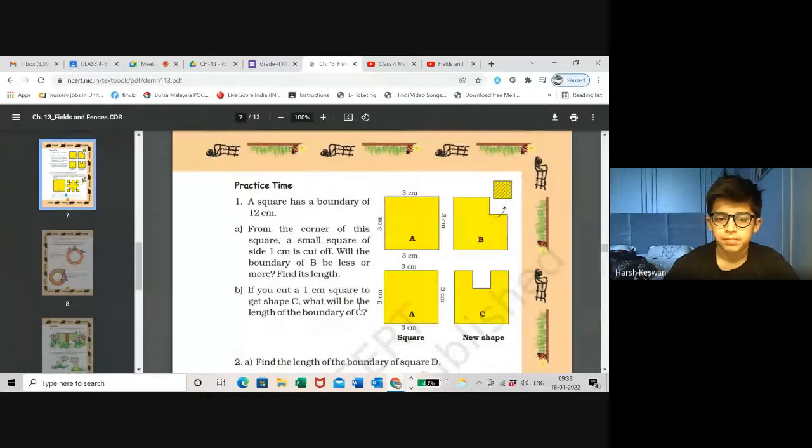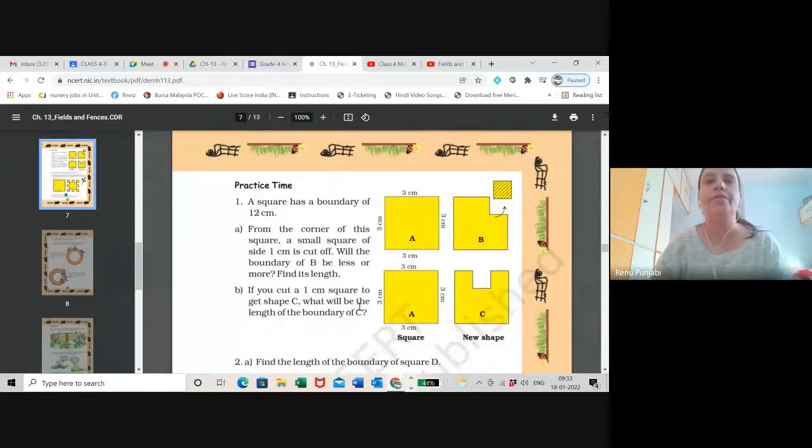Practice time. A square has a boundary of 12 centimeter. Boundary 12 centimeter means the perimeter, because each side is 3 centimeter. If we see the boundary total, that is 12 centimeter. Now they are saying from the corner of the square, a small square of side 1 centimeter is cut off. Will the boundary of B be less or more? Find its length. So will you be able to guess?